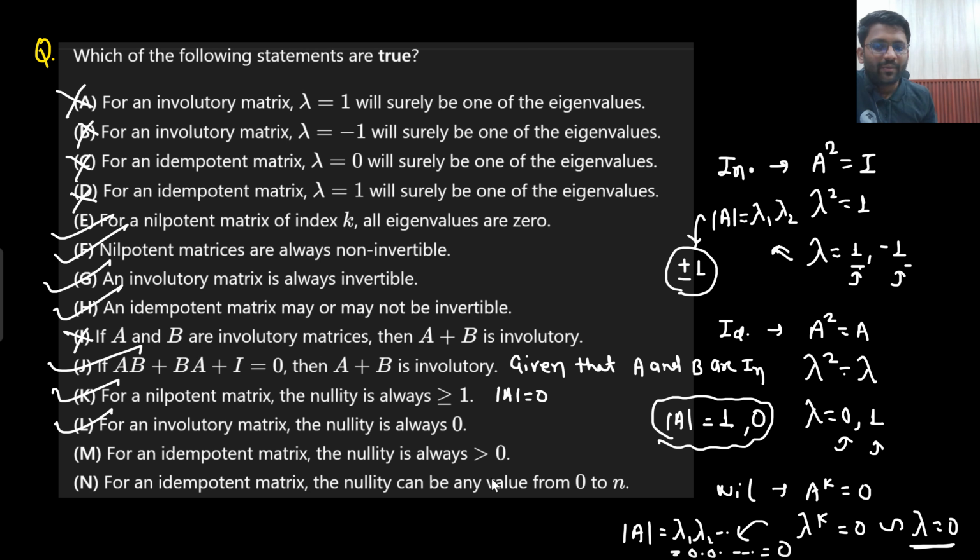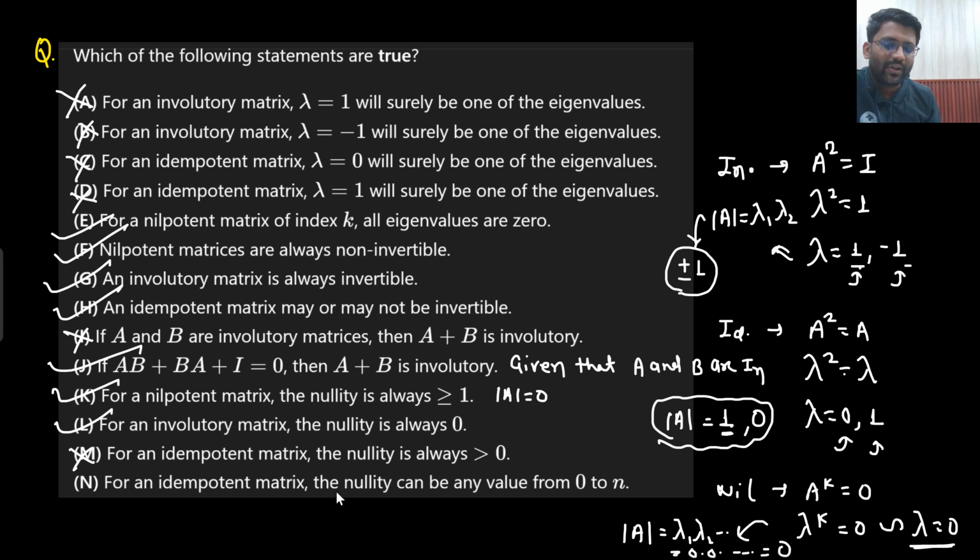For an idempotent matrix, nullity is always greater than 0. Is that true? No. Because for an idempotent matrix, it is possible to have a non-zero determinant. And if the determinant is non-zero, then what will happen? Nullity will be 0. If a determinant is non-zero, that means there is no zero eigenvalue. If there is no zero eigenvalue, that means nullity of A would be equal to 0 only. So this statement is wrong.